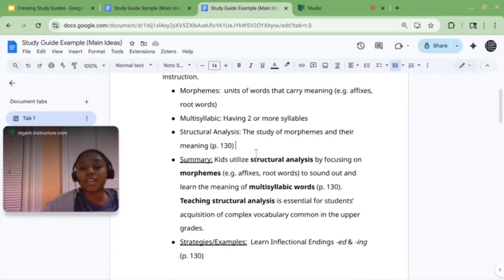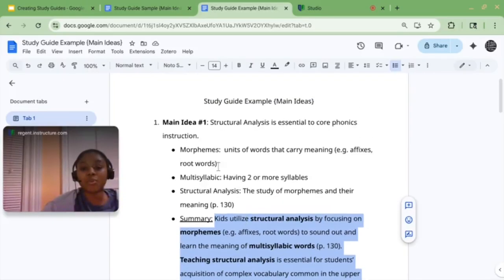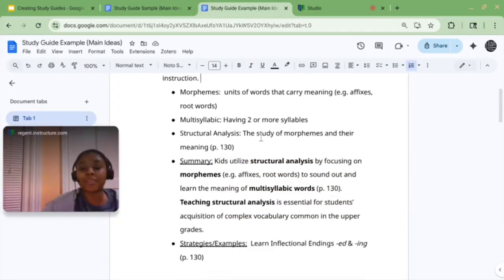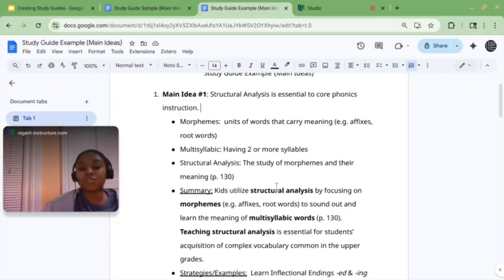And so in my summary, I'm using the key terms to point back to the main idea, to reinforce that main idea. So kids utilize structural analysis by focusing on morphemes, so affixes, root words, to sound out and learn the meaning of multisyllabic words. Teaching structural analysis is essential for students' acquisition of complex vocabulary common in the upper grades.